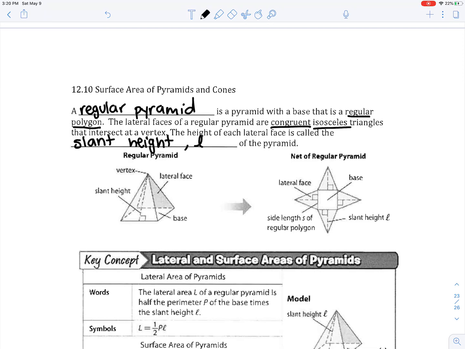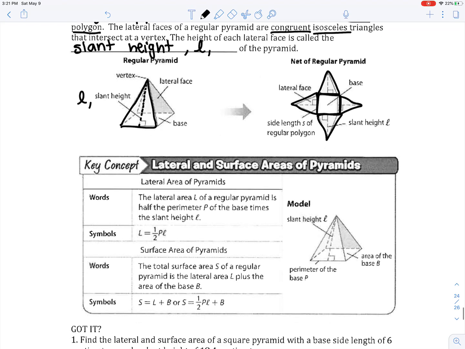And the slant height is represented by a cursive letter L. This is easy to remember because if you look at all of the lateral faces, they're slanted. So it makes sense that it has a slant height, a cursive L. First you see a picture of the regular pyramid, and then you see that 3D figure separated, laid out flat into a net. It has a base, and each of the lateral faces is a different isosceles triangle.